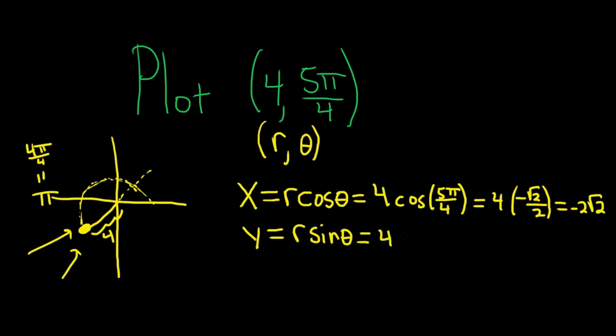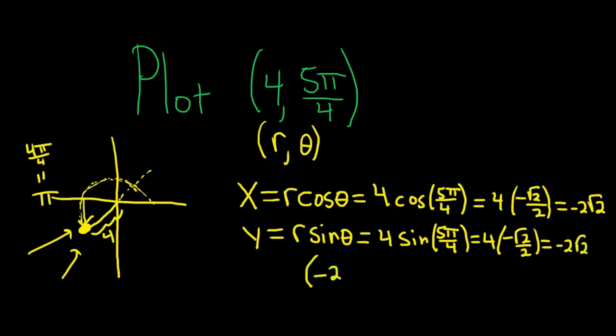Here we have 4 sine of 5 pi over 4. The sine of 5 pi over 4 is the same as the sine of pi over 4 in magnitude, so the only thing that matters is the sign. Sine of pi over 4 is root 2 over 2, but sine is negative here because sine is the y-coordinate on the unit circle. So it'll be negative square root of 2 over 2. 2 goes into 4 twice, so this is negative 2 square root of 2. So the ordered pair would be negative 2 square root of 2, comma, negative 2 square root of 2, which agrees with the plotting of our polar coordinates.